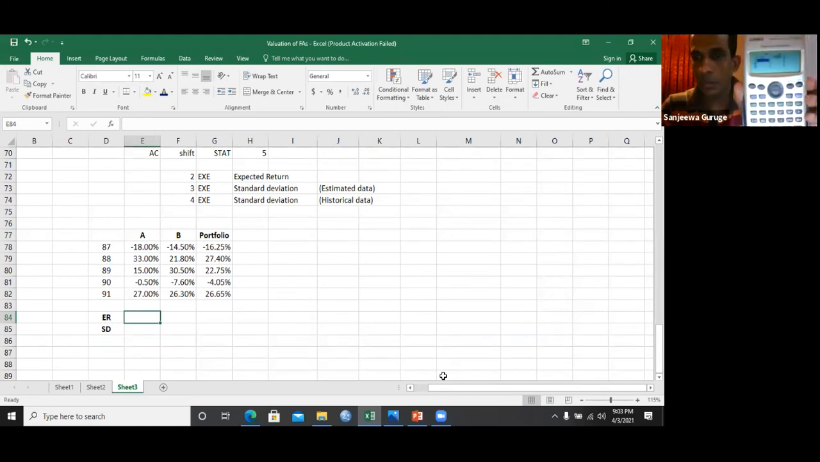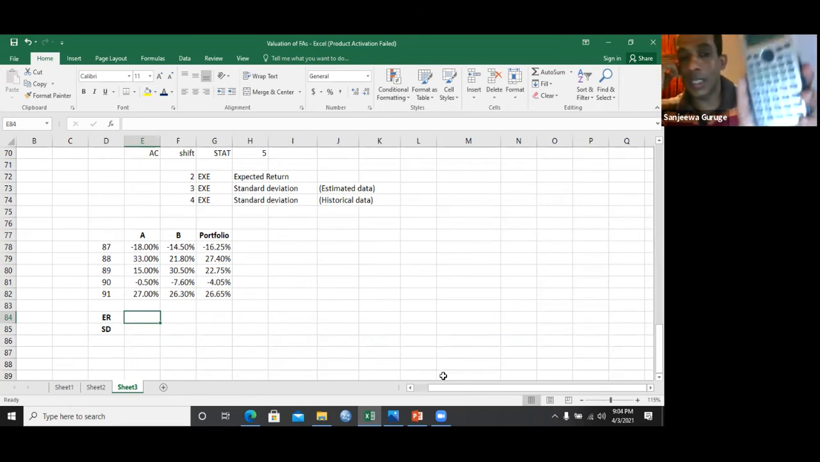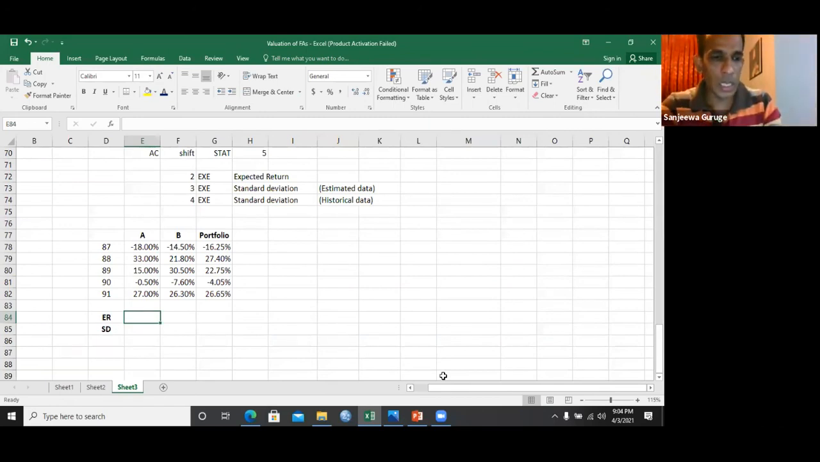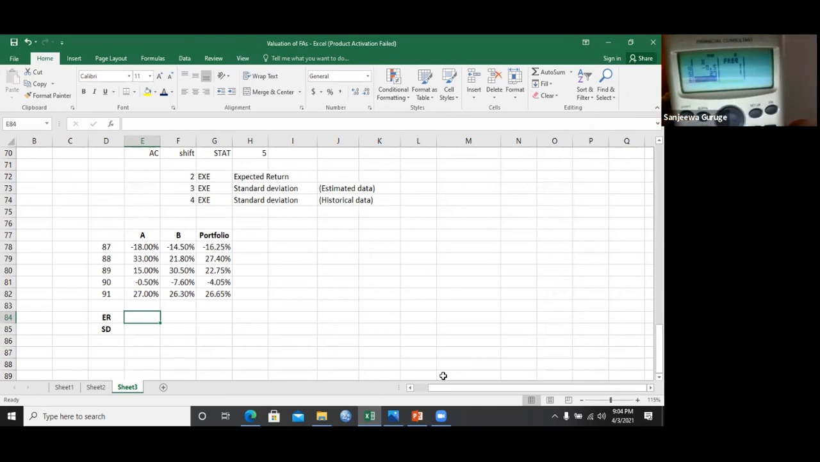But now, as you mentioned earlier, no probabilities. These are real, actual data. So to calculate the expected return and standard deviation for A, we have to insert this data. Minus 18, 33, 15, minus 0.5, 27. You can see when you insert this data, under the frequency, one is given.